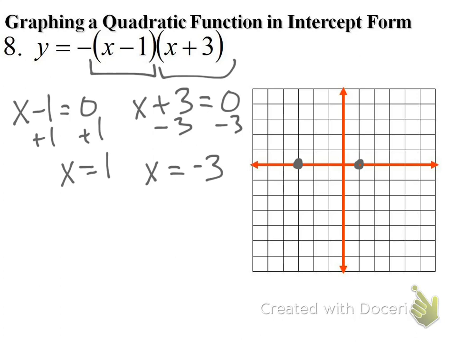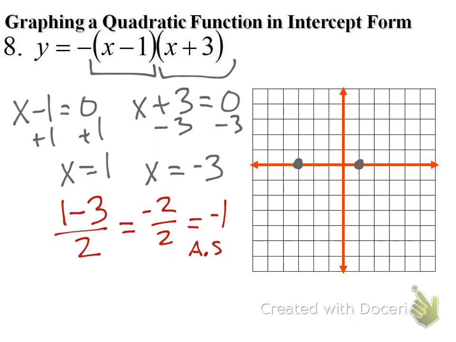All right, now this is the part on intercept form where students kind of forget what to do. What do I do here? Yeah, find the axis of symmetry, which is the point right in between them. So what is going to be right in between those? Negative 1. Good. If you can't tell just by looking at the graph, find the average of those two x values. That would give me negative 2 over 2, which is negative 1. So my axis of symmetry is that x equals negative 1, and my vertex has the x value of negative 1.